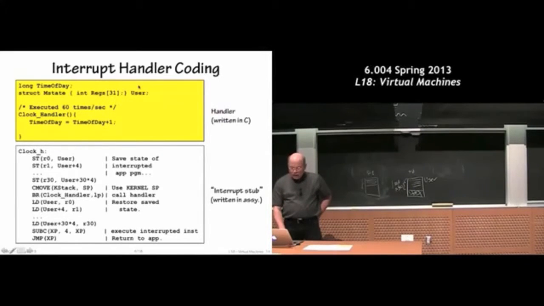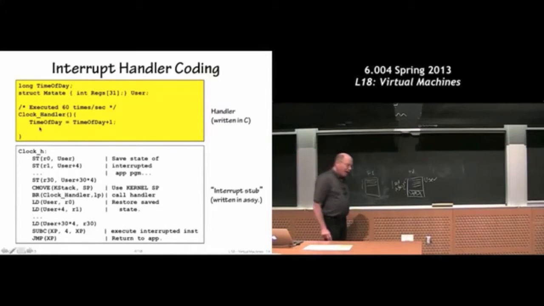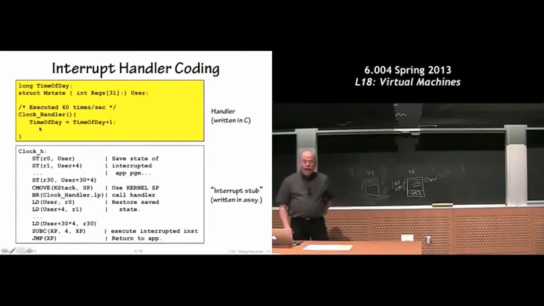So we have this user data structure, and then this is the C code that we expect to run whenever the timer interrupt goes off. When this function gets called, it simply increments the time of day. If we're interrupting every 1/10 of a second, it looks like the time of day is in 1/10ths of a second, because we simply increment the time of day by 1. So how do we get from the hardware interrupt to running this C code? That's what this does.